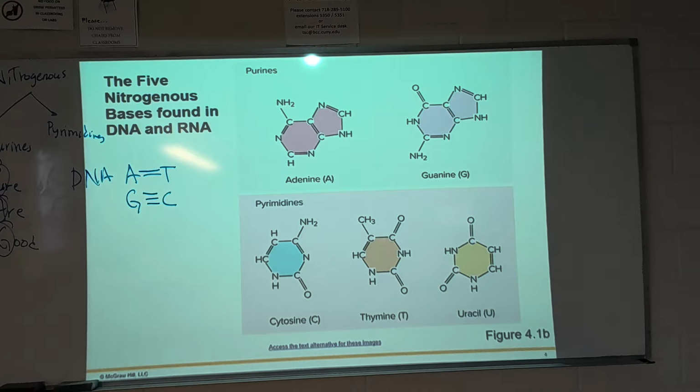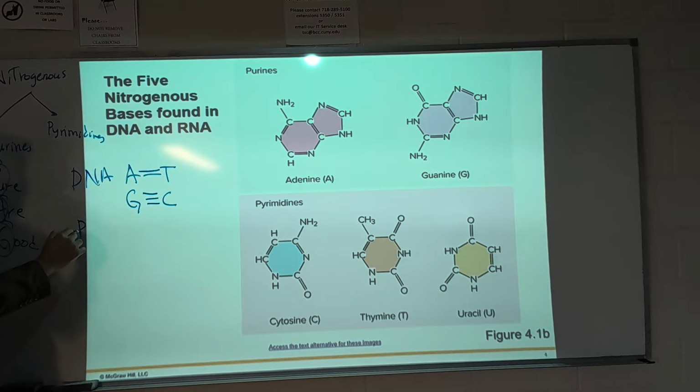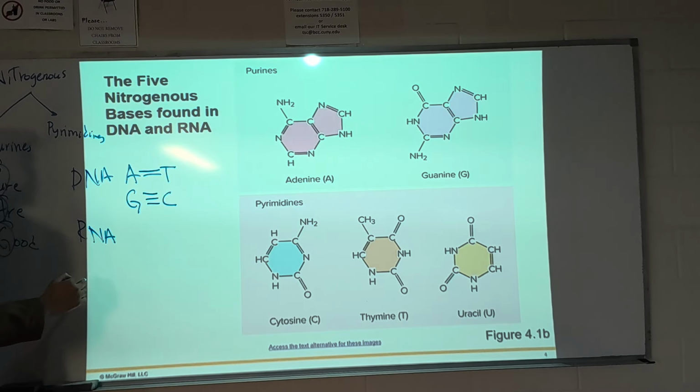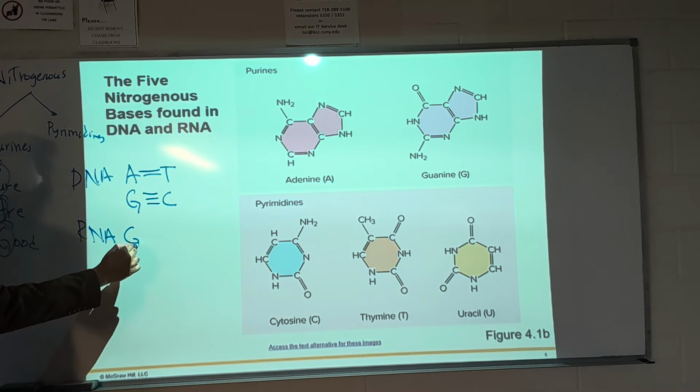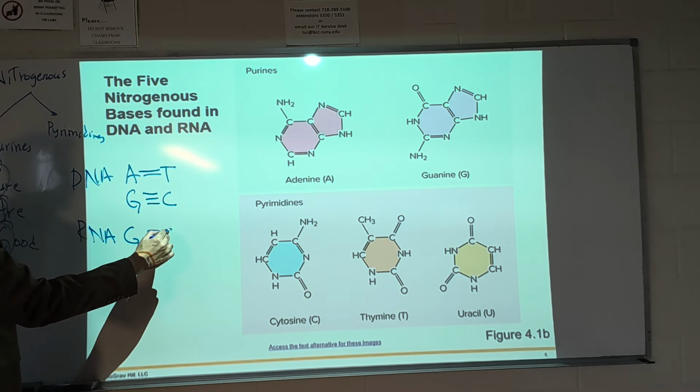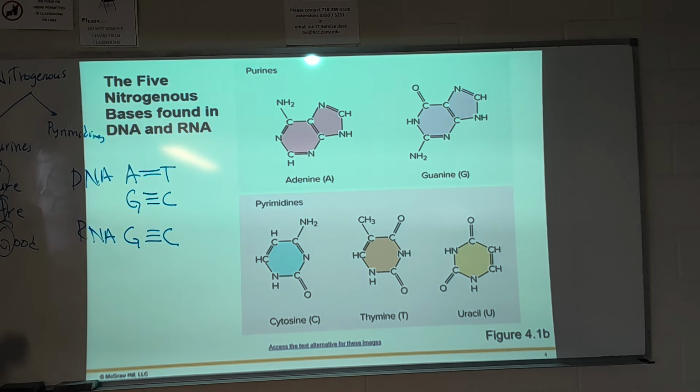Is that clear? If you look at the RNA, something special happens. The G still binds with 3 hydrogen bonds with the C, but the A binds with 2 hydrogen bonds, not with the T anymore. There is no thymine in your RNA. What replaces thymine in the RNA? Uracil. That is what the RNA looks like.